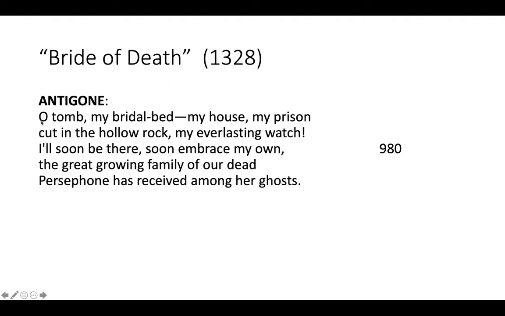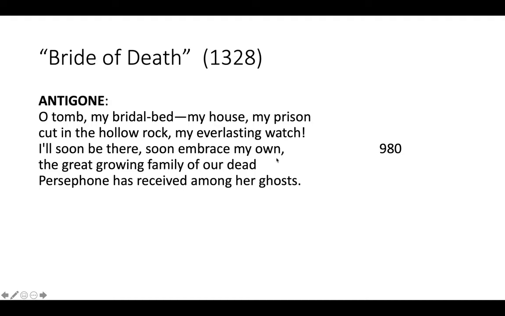So this is the line from before: "O tomb, my bridal bed, my house, my prison, cut in the hollow rock, my everlasting watch. I'll soon be there, soon embrace my own, the great growing family of our dead. Persephone has received among her ghosts." So she sees herself as embracing her own in the family of dead, of our dead.